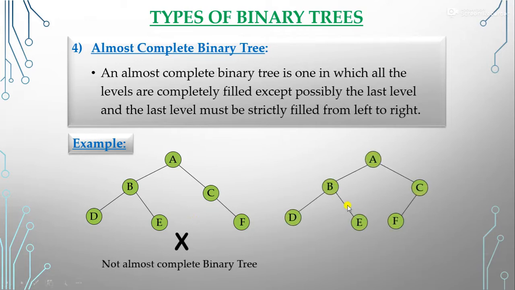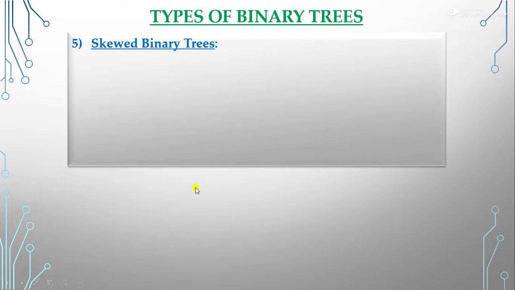If we talk about this one, yes, this is an almost complete binary tree. Why? Because here we see that in the last level we first fill the left side, then we fill the right side. So the left side is filled first, not left empty. It means that this is an almost complete binary tree. Next one is skewed binary trees.